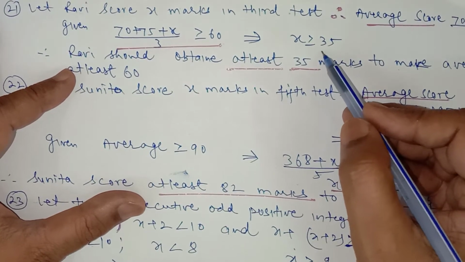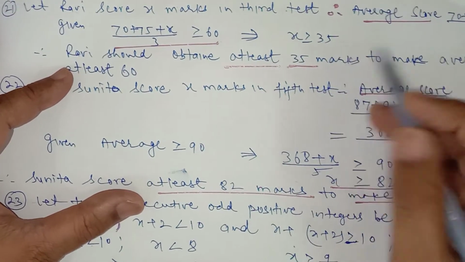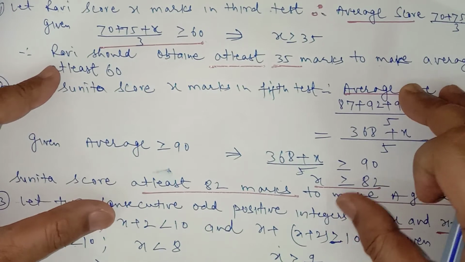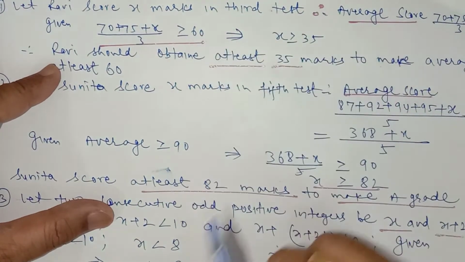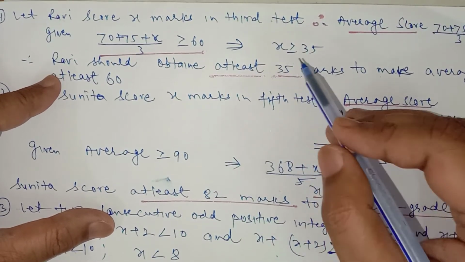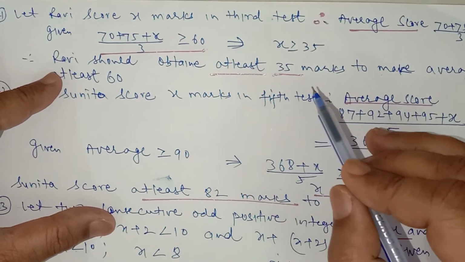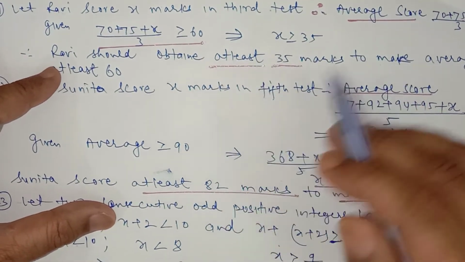So it means he should obtain at least 35 marks in the third test, so that he will get an average of at least 60. He should obtain at least 35 marks in the third test, so that the average should be at least 60.